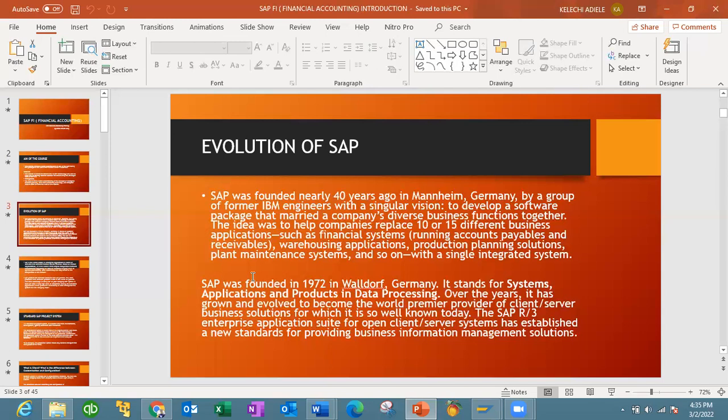The SAP R/3 Enterprise Application Suites are open client-server systems. Basically what it's trying to say is that SAP has also evolved in the versions and in the modules. You're going to see that evolution as we go on. Of course, the in thing now is S/4HANA.